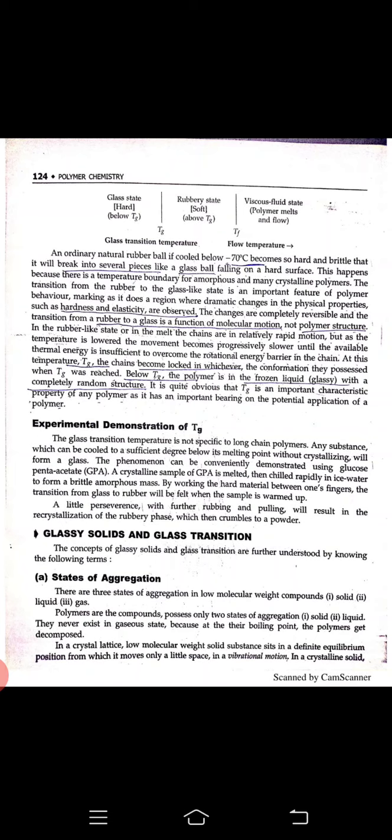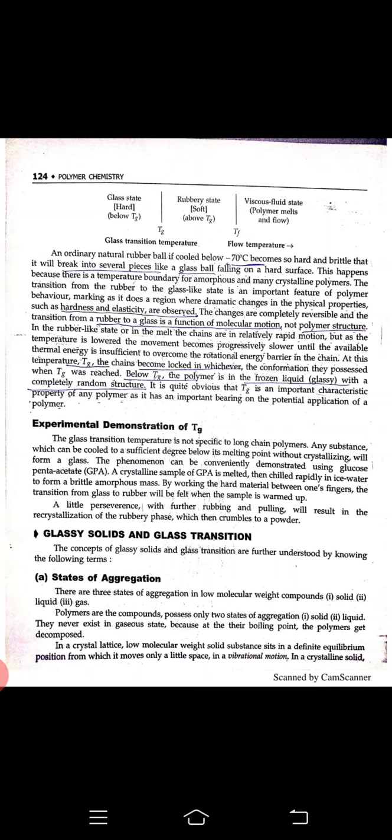The glass transition temperature Tg is not specific to long chain polymers, and any substance which can be cooled to a sufficient degree below the melting point without crystallizing will form a glass. The phenomenon can be conveniently demonstrated using glucose pentaacetate, GPA. A crystalline sample of GPA is melted, then chilled rapidly in ice water to form a brittle amorphous mass.